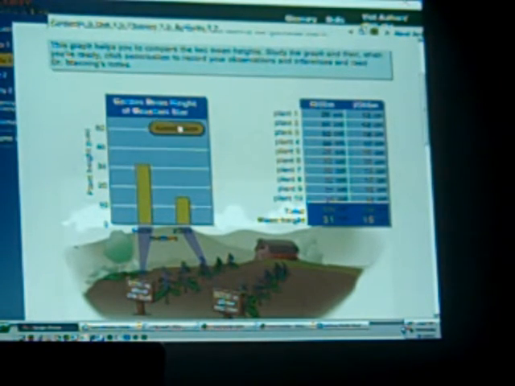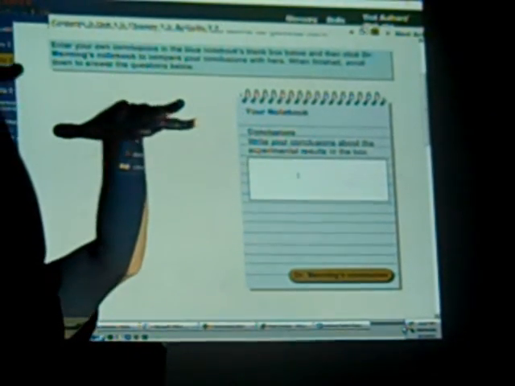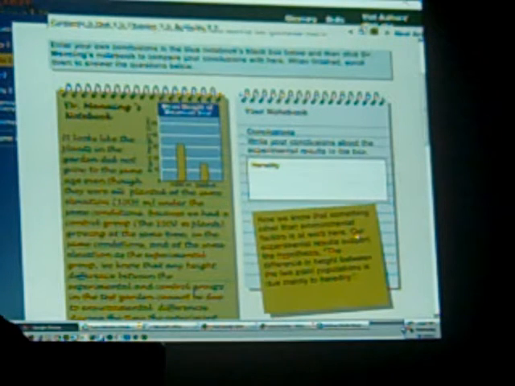All right, so conclusion. What can we conclude then? Heredity. I think we can conclude heredity here because no matter where you put them, there's still a height difference. So if it was environment, they would have grown the same in the same environment. But it appears that we've got some heredity going on here. Dr. Manning's conclusion: now we know that something other than environmental factors is at work here. Our experimental results support the hypothesis. The difference between two populations is due mainly to heredity.